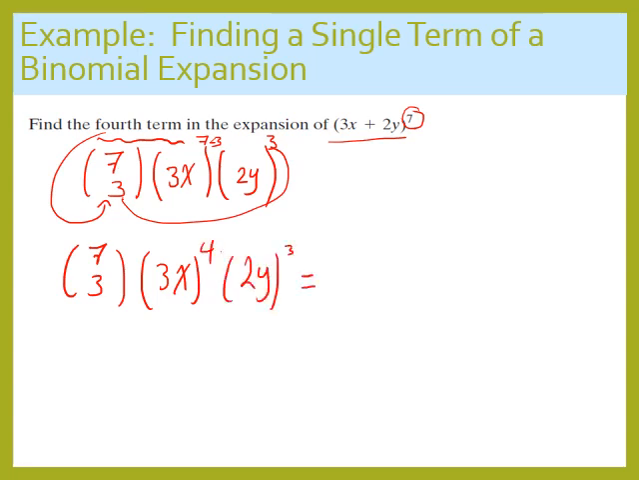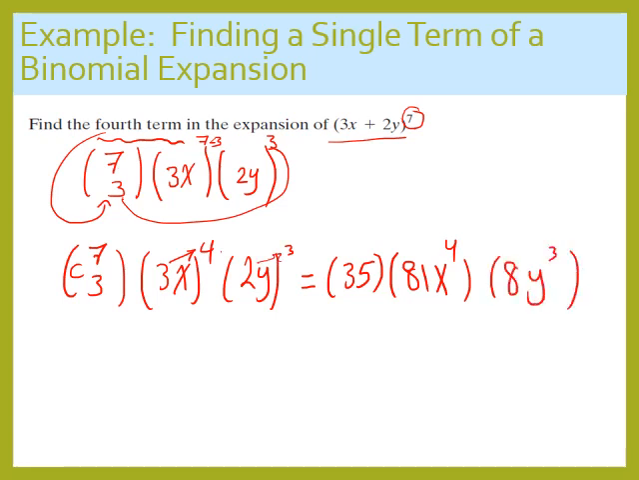Let's expand it. By using my calculator, I can figure out the value of the binomial coefficient. 7 shift c 3, 35. So 35. And then 3 to the power of 4 is 81. x to the power of 4, and 2 power 3 is 8. y to the power of 3. So now I need to multiply 35 and 81 and 8. It gives me 22,680, x to the power 4 and y to the power of 3.